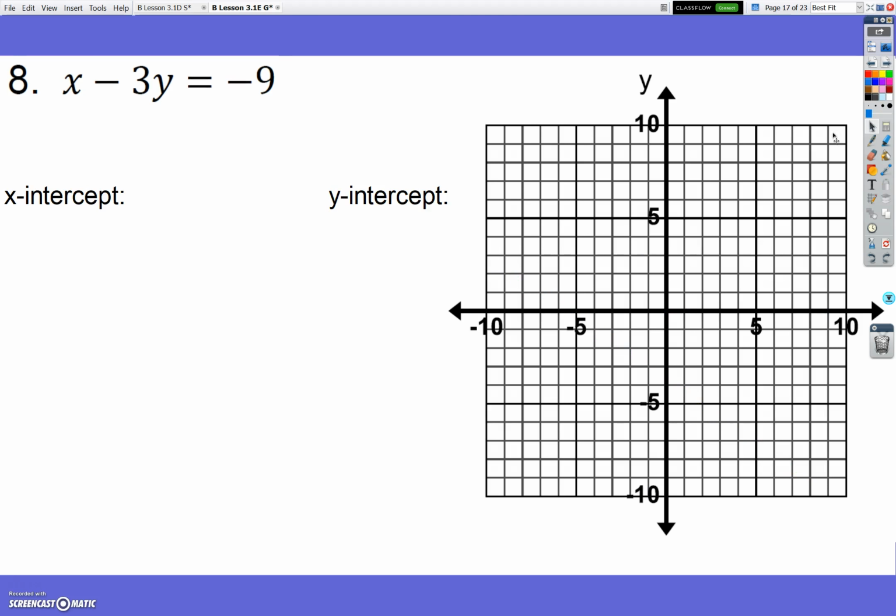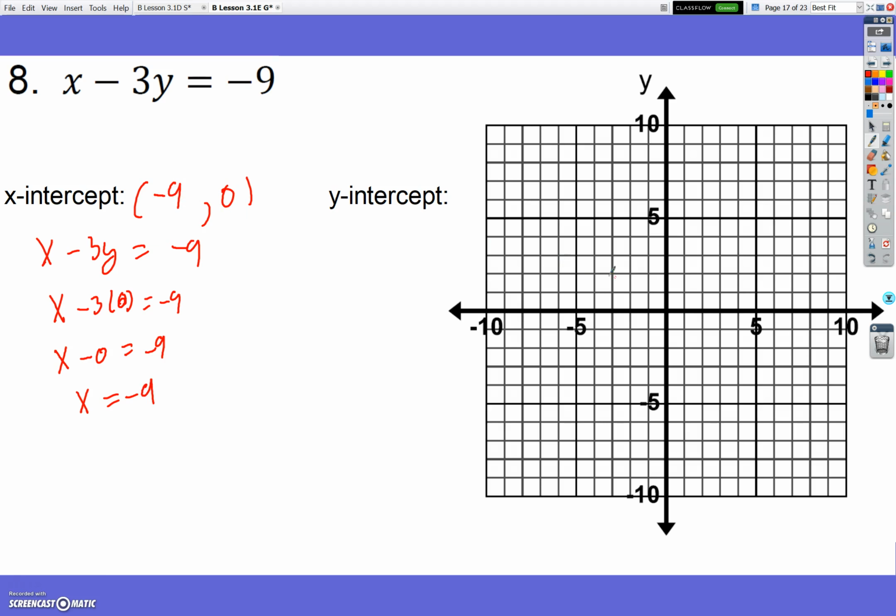Alright, so let's go ahead now and look at the next one. We're going to go ahead and find the x-intercept first. So remember, it is going to be 0 for y, and we're going to find out what that x value is. So x minus 3y is equal to negative 9. So if I plug in 0 for y, it would be x minus 3 times 0 is equal to negative 9. And that gives me x minus 0 equals negative 9. And that would give me x equals negative 9. So when I plugged in 0 for y, my x value is negative 9.